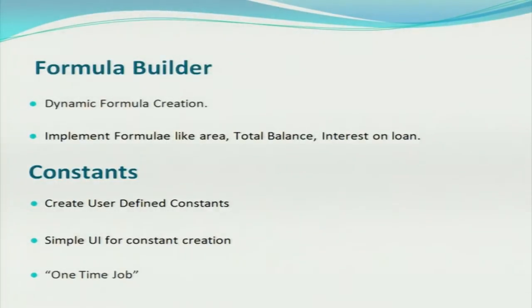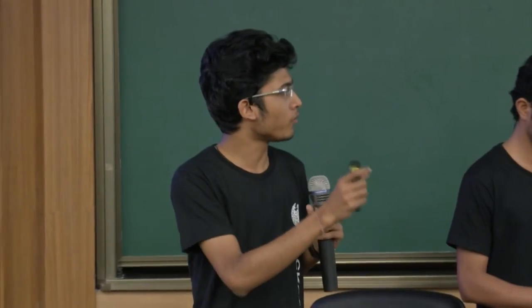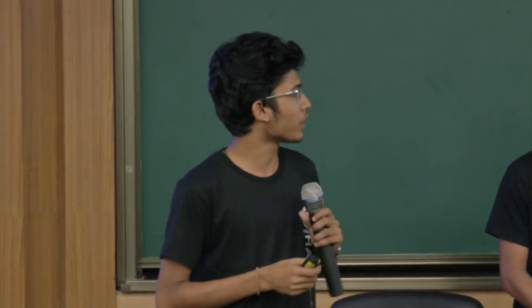Another feature in formula builder is constants. The user can define their own constants, the user-defined constants, and we have provided a simple UI for constant creation. Like the user can specify the value of pi as 3.14, and it gets stored in the database, and it's like a one-time job. So whenever the user wants to change the constant, the formula automatically gets changed.